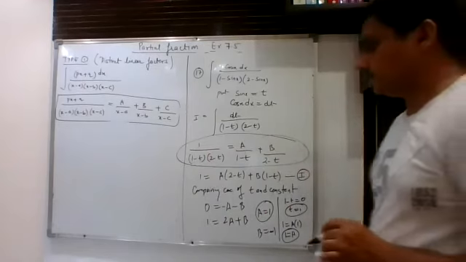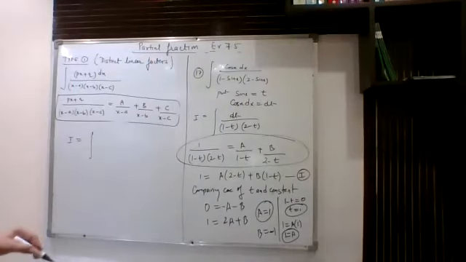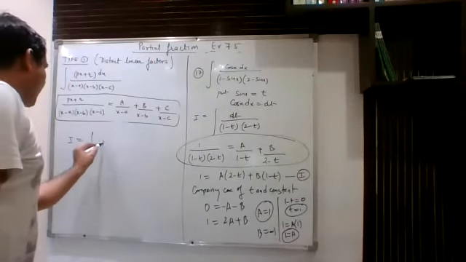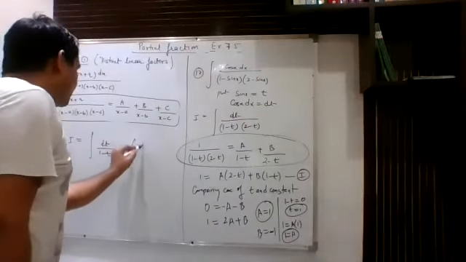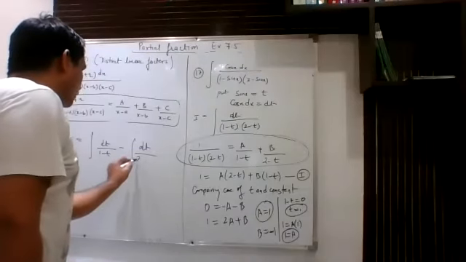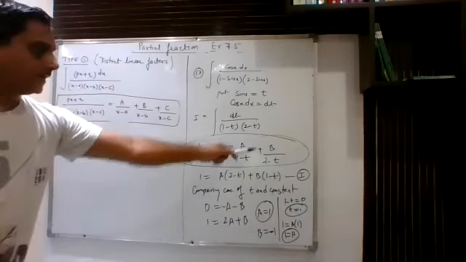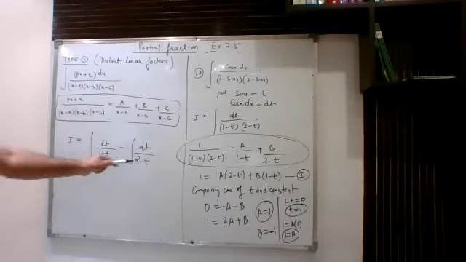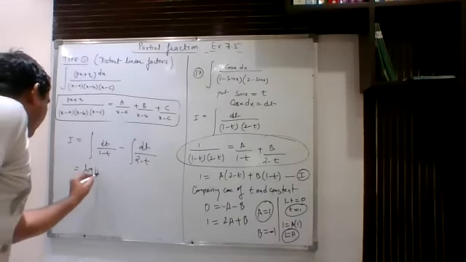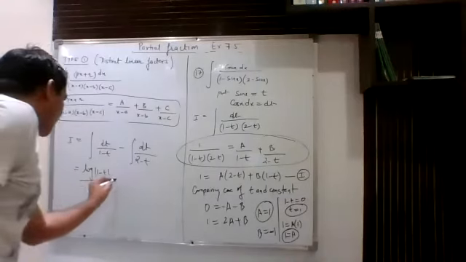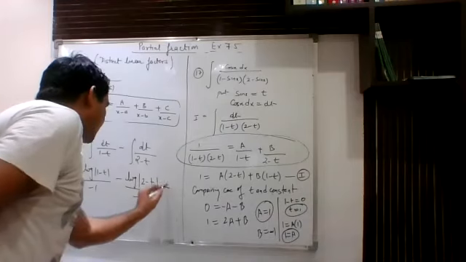So let us substitute the values of a and b in this. So I can write the integral as dt upon 1 minus t minus dt upon 2 minus t. So I had just substituted the value of a as 1 and b as minus 1. Then I can write in this form. Now just integrate them. So this will be equal to log 1 minus t upon minus 1. And this will be log 2 minus t upon minus 1 plus c.